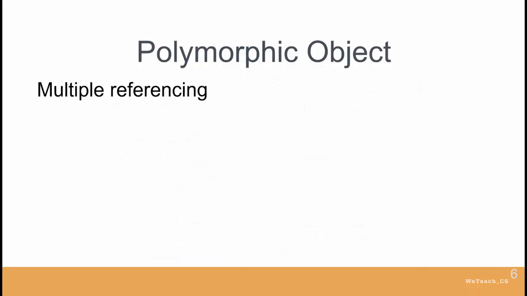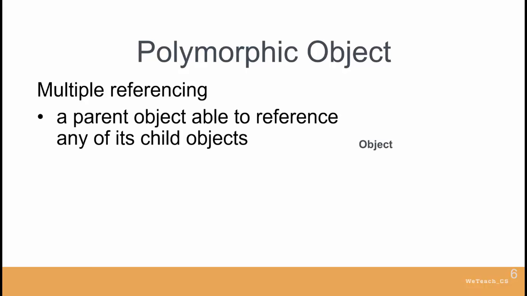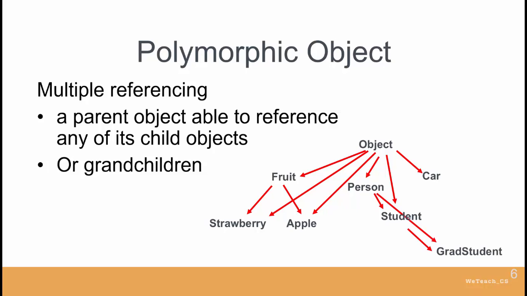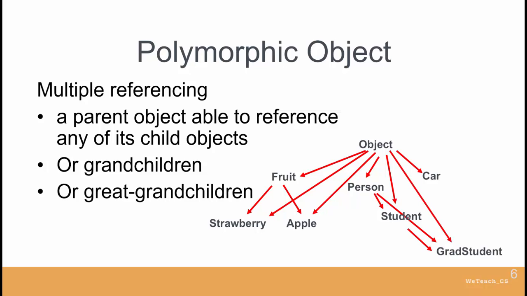A third example of polymorphism refers to when a parent class object can reference any of its child objects, such as this object, pointing to three children, and then the children in turn pointing to their children, and so on. Furthermore, the object can also reference its grandchildren, as can any of the objects with multi-level inheritance, including pointing to great-grandchildren.